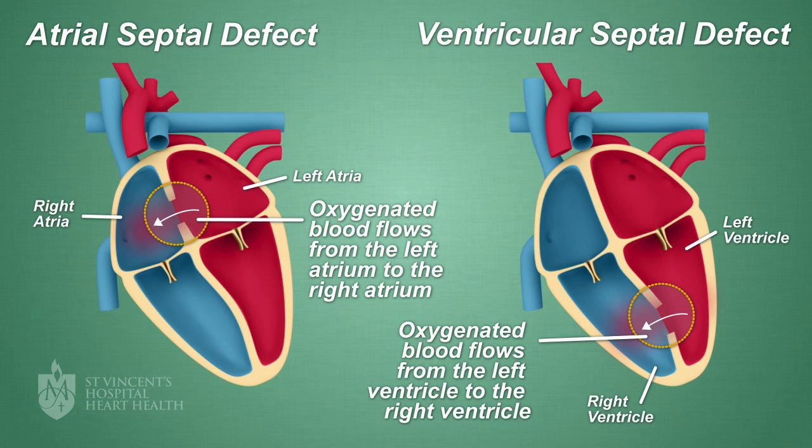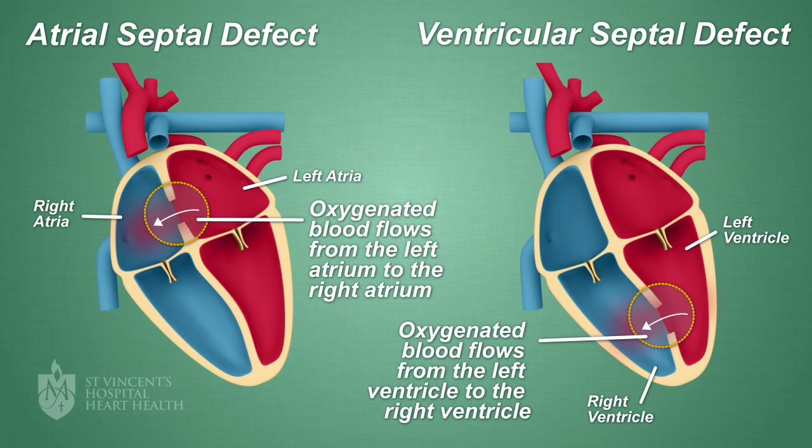All right, so here's a diagram of a ventricular septal defect. It's a non-cyanotic congenital heart defect that is a hole in the ventricular septum that allows oxygenated blood to mix with deoxygenated blood returning to the lungs. On the left, you see the atrial septal defect, which is a hole in the septum between the two atriums, compared to the ventricular septal defect, which is a hole in the septum between the two ventricles.